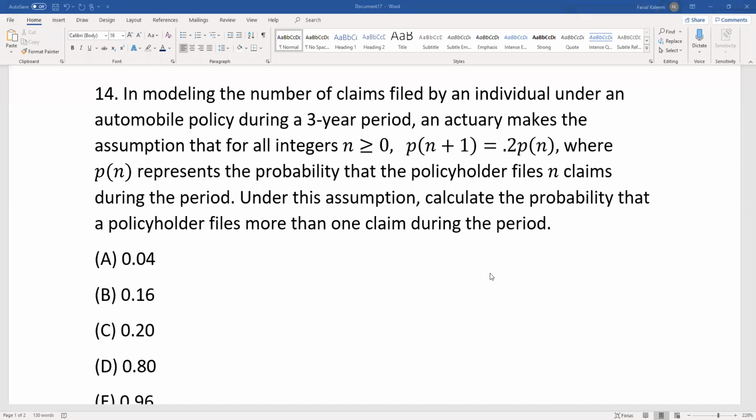In modeling the number of claims filed by an individual under an automobile policy, an actuary makes the assumption that for all integers n, P(n+1) equals 0.2 Pn, where Pn represents the probability that the policyholder files n claims. Under this assumption, calculate the probability that a policyholder files more than one claim.